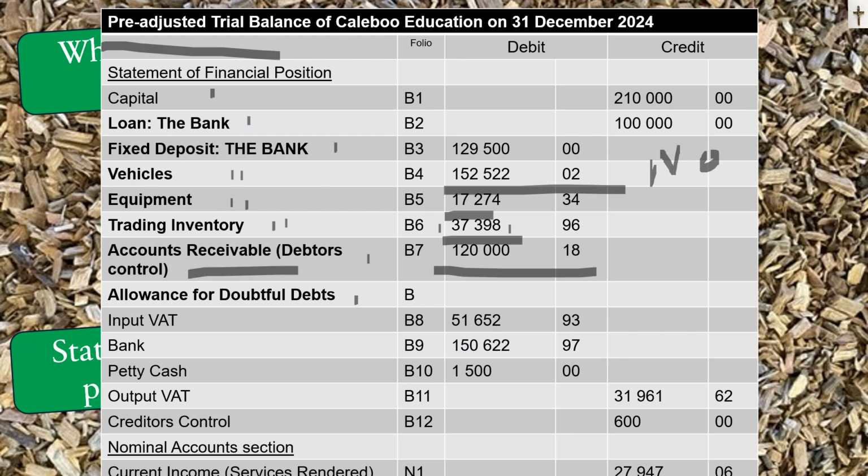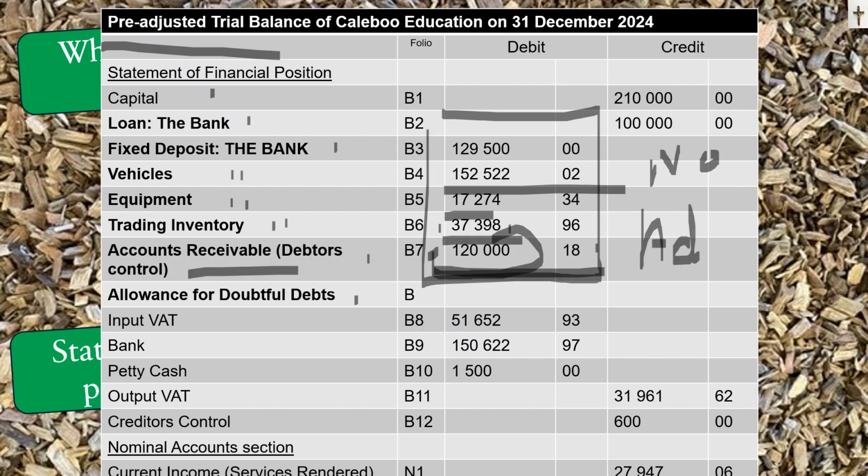Accounts receivable, 120,000. So all our credit sales, are we going to receive 120,000? No, because we know each year, let's say 5% of the debtors are bad debts, we can't show that asset as 120,000 when we know that's not actually what's going to happen. 5% will be bad. So we're not fairly representing these numbers. And according to principles and guidelines, we must do so. So we're going to have to make adjustments.